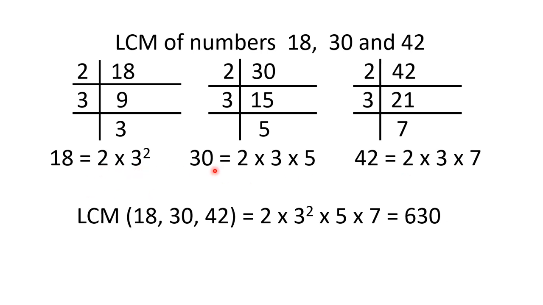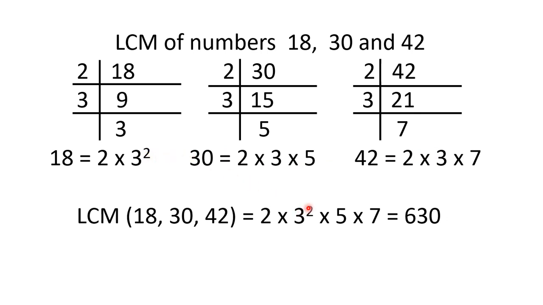So 2, 3, 5 is here and 7 is here. So first we write all the factors 2, 3, 5 and 7. Then we look for the highest power of 2. So 2 has power 1, power 1, power 1, so 2 has appeared with the highest power as 1. Then we look for 3. 3 has appeared here with power 2, here 1, here 1. So we look for the greatest power of 3.